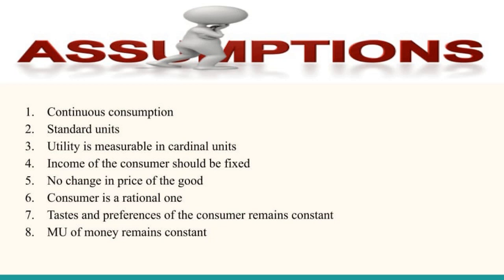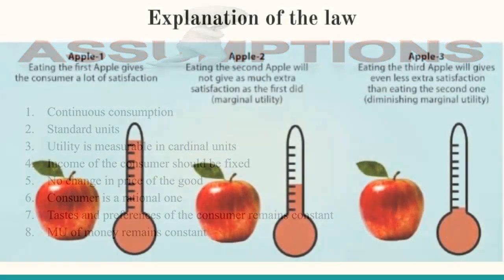Next, utility is measurable in cardinal units. It follows that utility can be measured in cardinal units, that is called utils, like we are getting 40 utils, 30 utils. Next, the income of the consumer should be fixed. There should be no change in the price of the good. The consumer is a rational one, meaning the consumer has complete information about his consumption patterns, his satisfaction, and the market structure. Tastes and preferences of the consumer should also remain constant. There should be no change in that. And the last one is that the marginal utility of money should also remain constant.